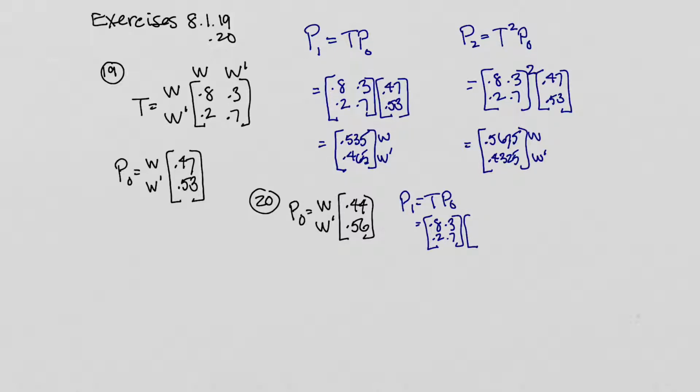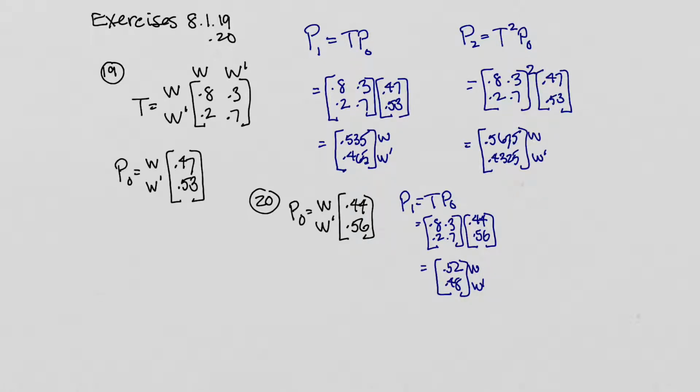And P naught, in this case, is what we're given, is 0.44, 0.56. And when I computed that, I got 0.52 and 0.48, working and not working. So let's just summarize what we're saying. So currently, if 44% of women are working, and their daughters, the next generation, 52% will be working.